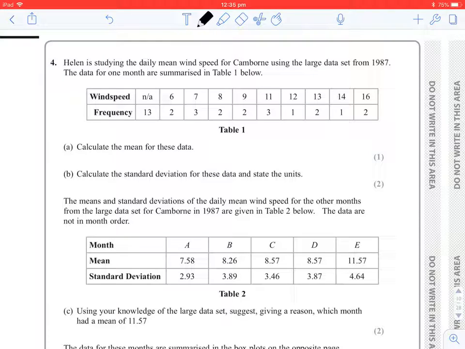So the May 2018 AS Applied Paper question 4. Helen is studying the daily mean wind speed for Camborne using a large dataset from 1987. The data for 1 month is summarised in the table below. Now the first thing we need to do carefully is we scrub out the NA part.